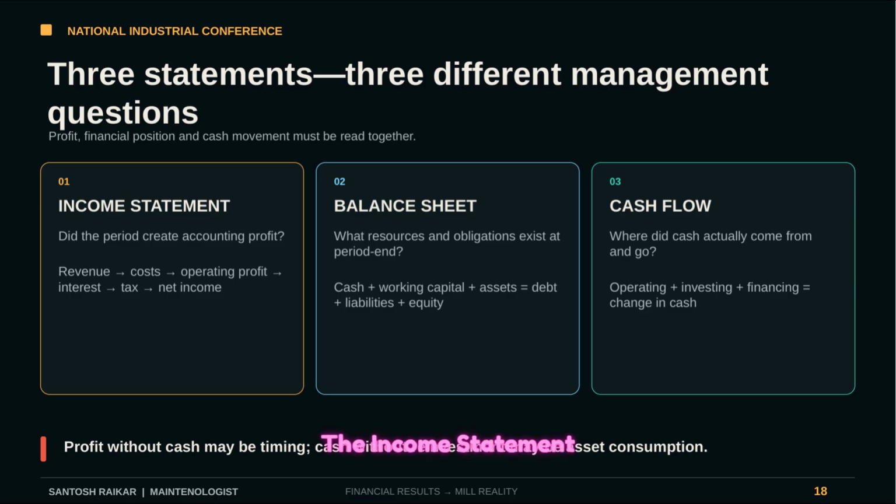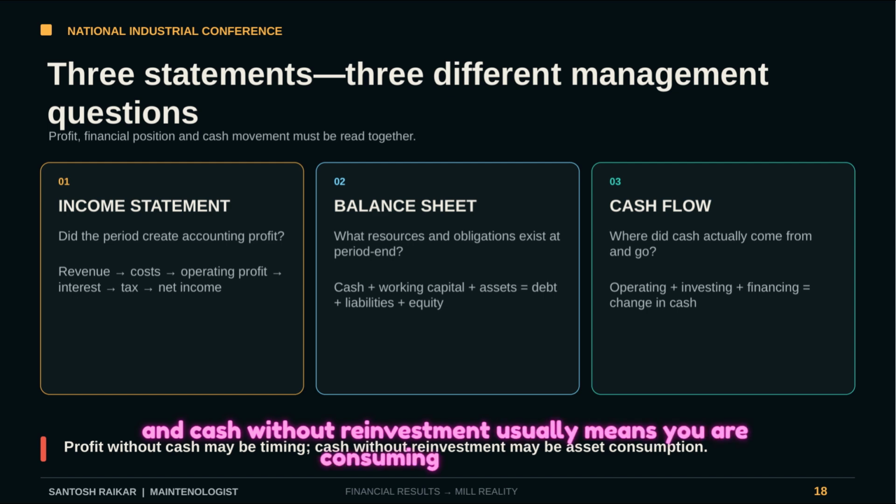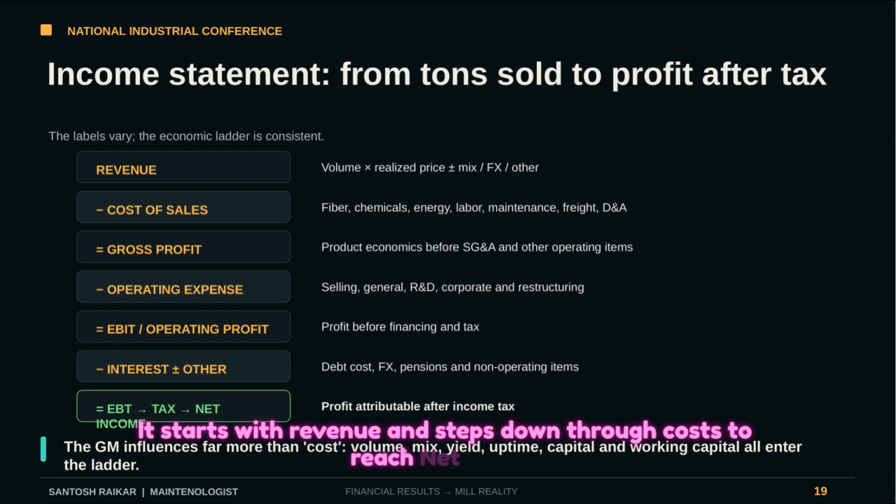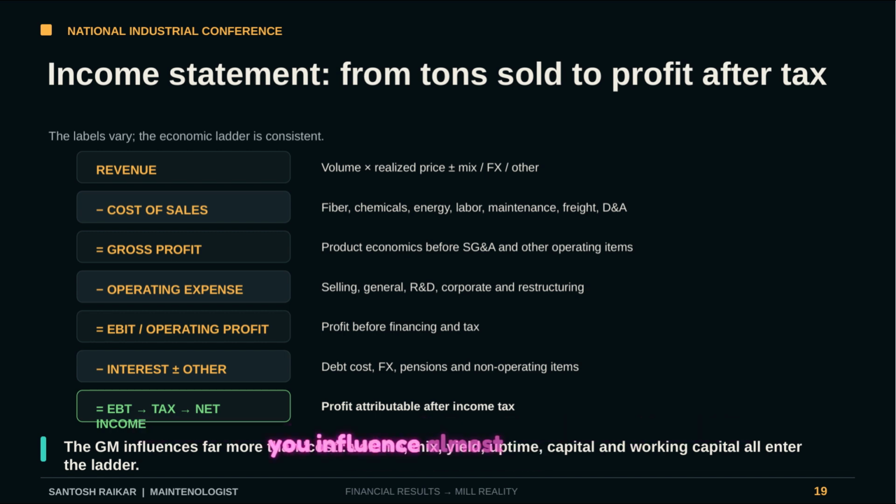The income statement, balance sheet, and cash flow statement must be read as a trio. Profit without cash is just a timing issue, and cash without reinvestment usually means you are consuming your assets. The income statement is an economic ladder. It starts with revenue and steps down through costs to reach net income. As a GM, you influence almost every step, from volume and mix to chemical costs and freight.